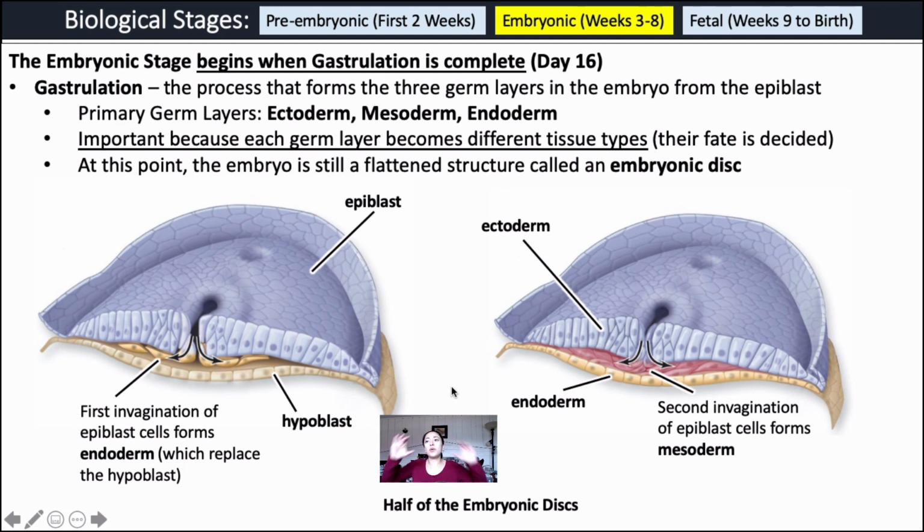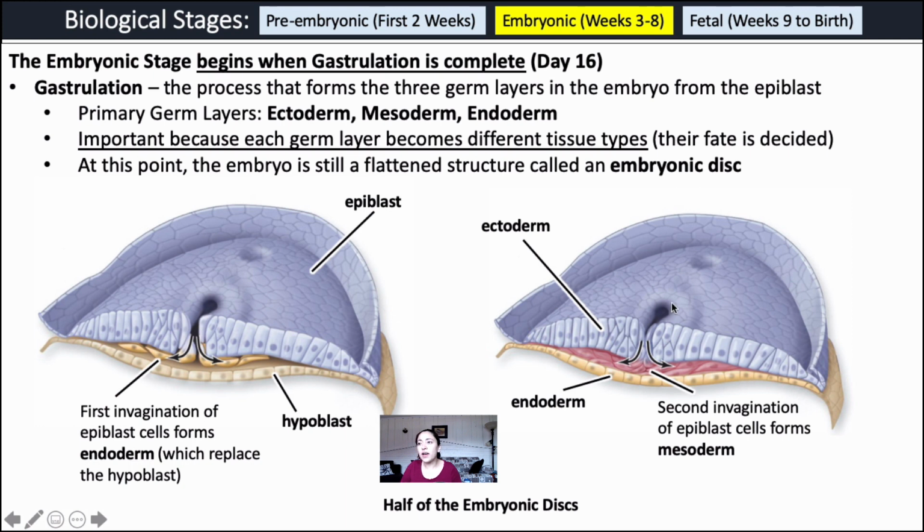So remember, we have this flattened disc of cells with the epiblast and the hypoblast on the bottom here. You have invagination of the epiblast cells, so this groove forms, and some of the epiblast cells move into the groove. And during the first invagination, the epiblast cells actually replace the hypoblast, and those cells become the endoderm.